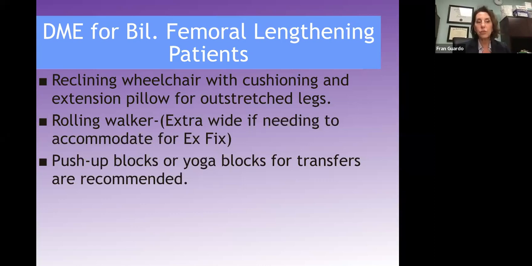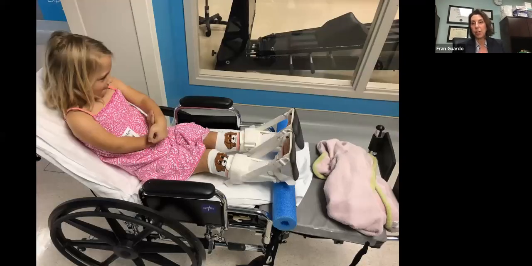And then also for somebody with achondroplasia or some of the other dysplasias, you may need push-up blocks or yoga blocks for transfers, because it's very, very difficult when you can't use your legs to use your arms if they don't reach to the seat.